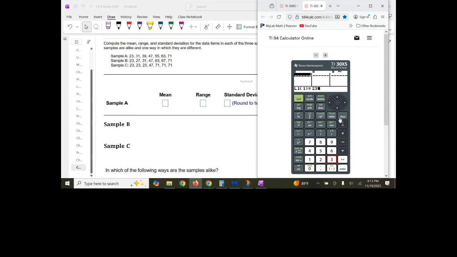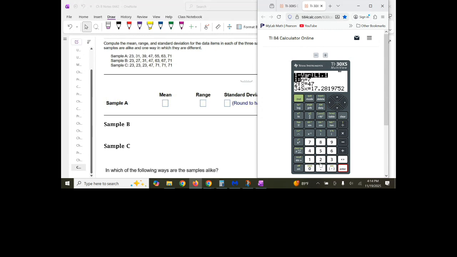Okay. Now, let me start listing my numbers in my first sample. So I'm going to go 23 down, 31 down, 39 down, 47 down, 55 down, 63 down, 71 down. Okay. And then I'm going to get out of here. So I'm going to go second and quit. Okay. I want to get back to my stats. So look, y'all, I'm going to go second, stats. I'm going to compute again my one variable statistics. Let's just keep hitting enter.